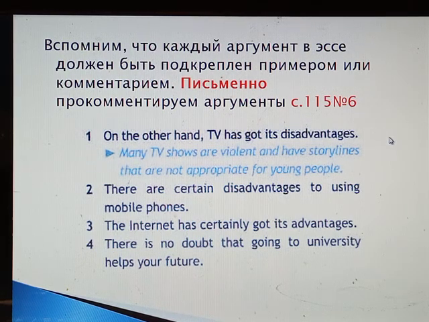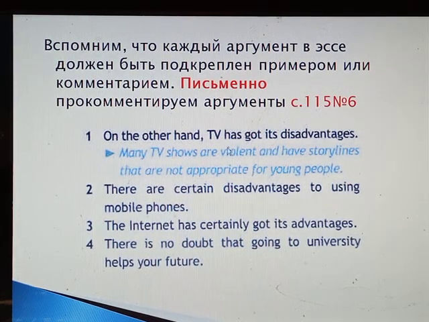Let's practice. Давайте потренируемся. У вас есть предложение. On the other hand, TV has got its disadvantages. С другой стороны, у телевидения есть недостатки.